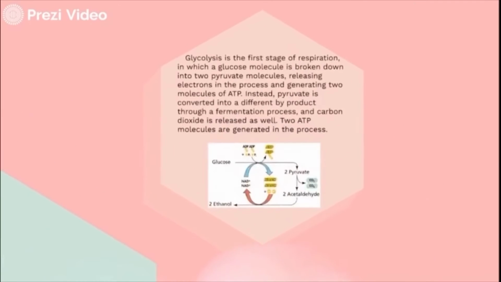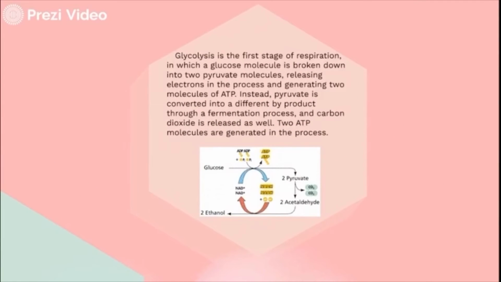The process of it: glycolysis is the first stage of respiration, in which the glucose molecule is broken down into 2 pyruvate molecules, releasing electrons in the process and generating 2 molecules of ATP. Instead, pyruvate is converted into different byproducts through a fermentation process, and carbon dioxide is released as well. 2 ATP molecules are generated in the process, and the output is 2 lactate or 2 alcohol and 2 carbon dioxide and 2 ATP net gain.